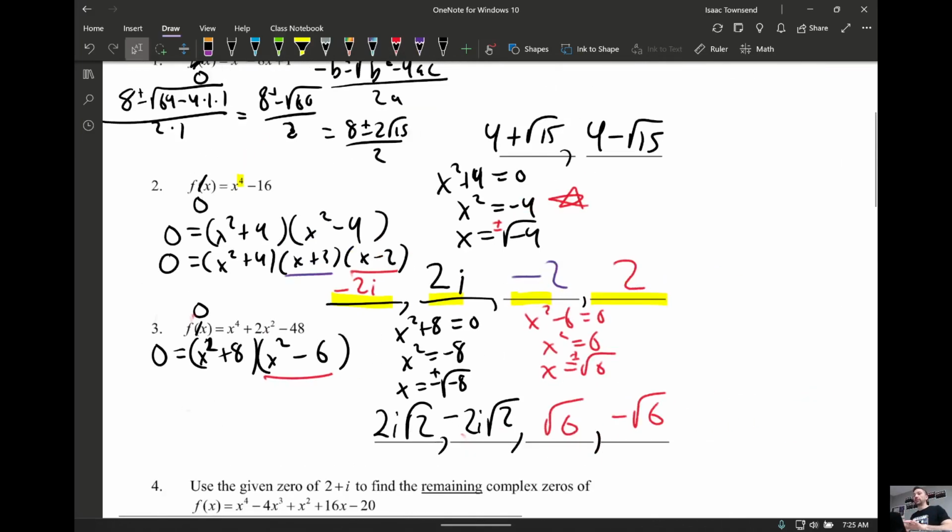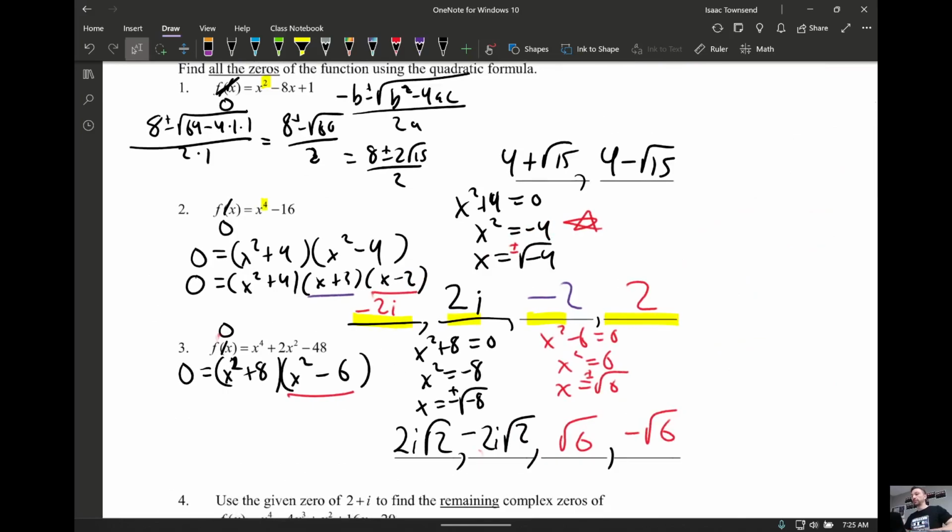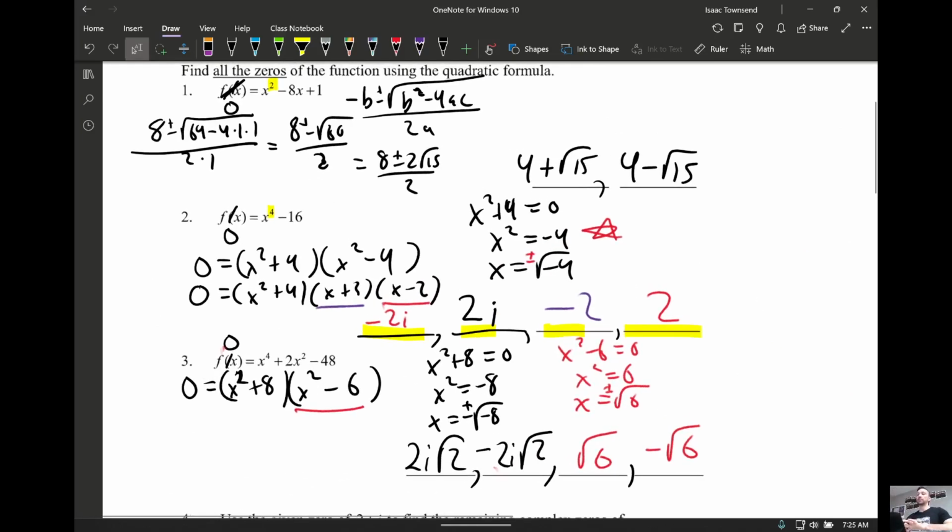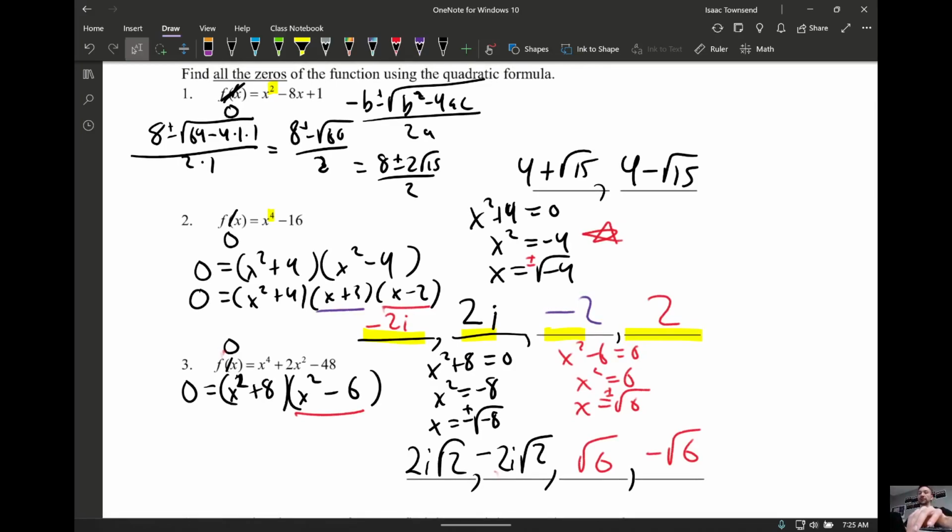Okay, so to me, 1, 2, and 3 are pretty similar. So before we switch gears here, you guys okay with that? Anything you want to follow up on?